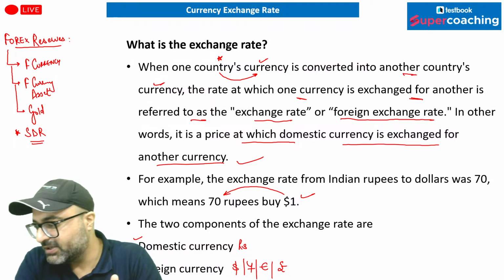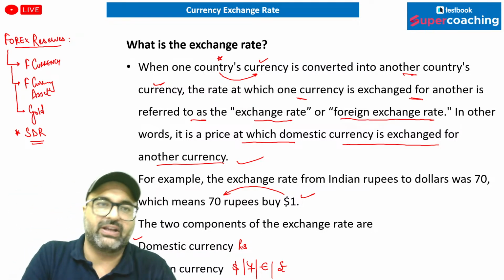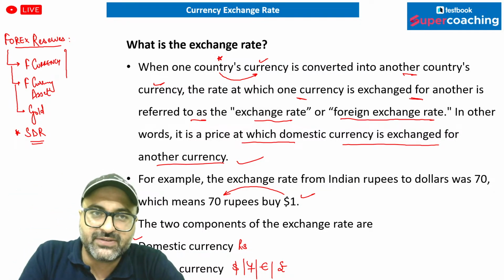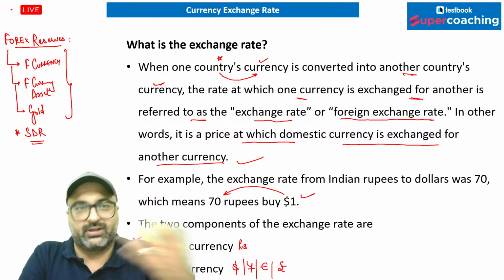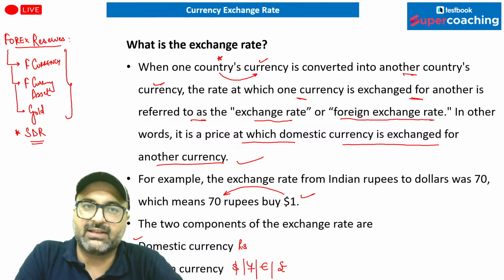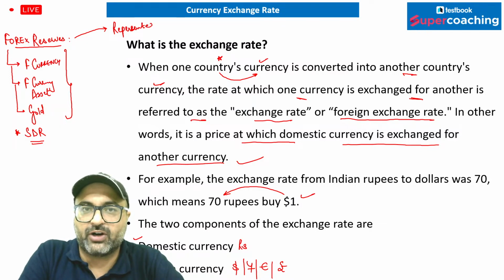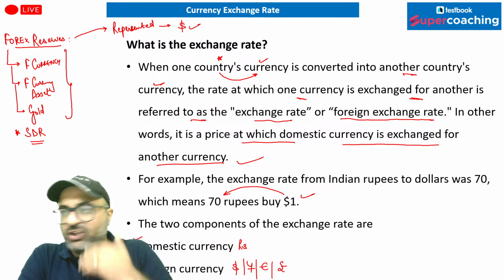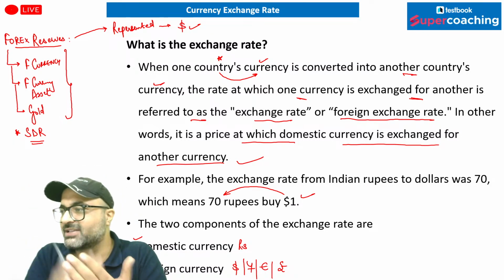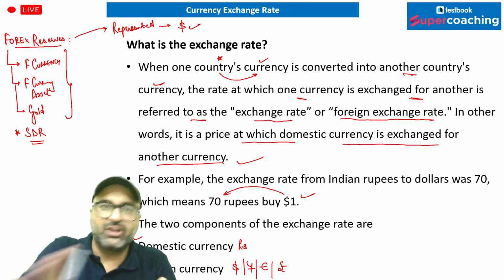ठीक है जी. अब यहां पर Rick, you need to understand one point very carefully. Forex reserves, they are not in dollars. Rather, they are represented in dollars. अगर आपसे कोई पूछेगा that what is the total forex reserves of India, obviously they are represented in US dollars. That doesn't mean that it is maintained 100% in US dollars.